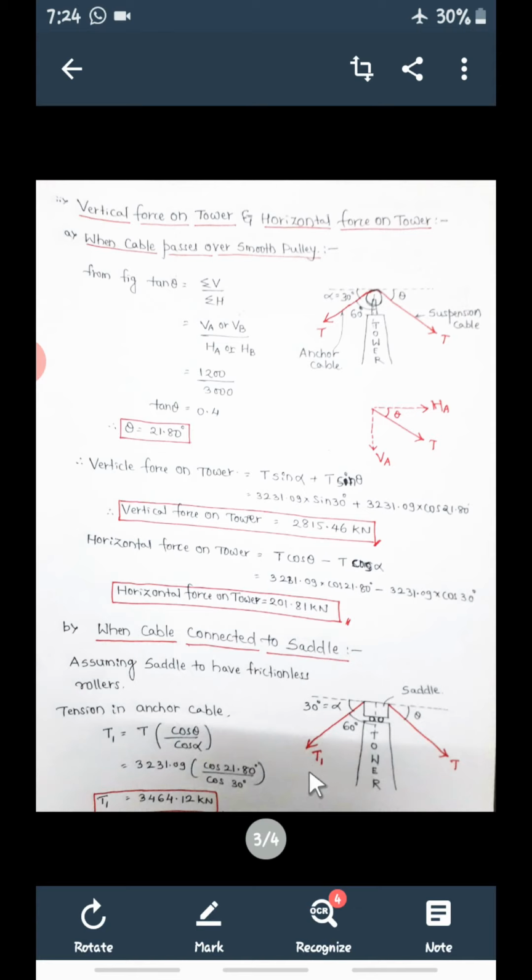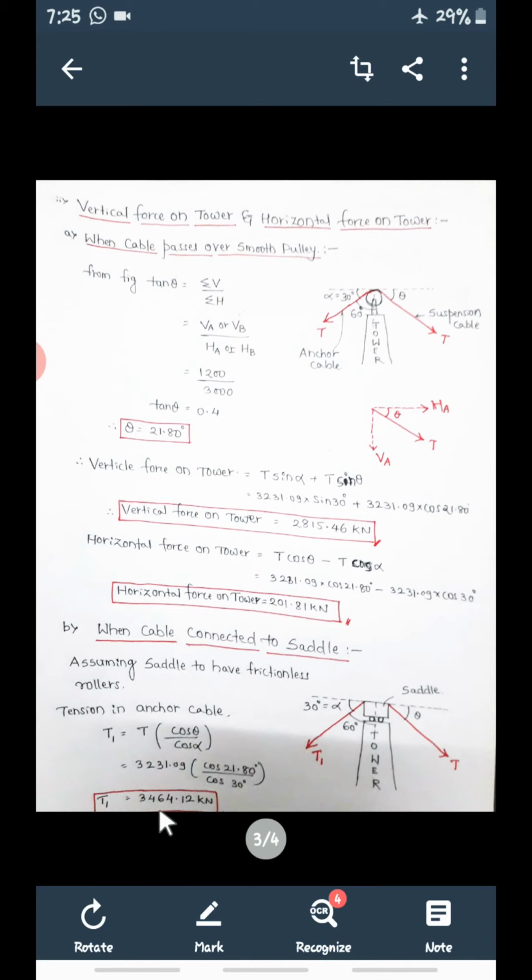So T is already known; first calculate T1, and the remaining things will be the same. This is alpha 30 degrees, and theta we have already calculated. Assuming the saddle has frictionless rollers, the tension in the anchor cable T1 is different from this T. That's why we are calculating T1. T1 is equal to T into cos theta divided by cos alpha. We already know this expression from the previous session. So substitute the values of theta and alpha.